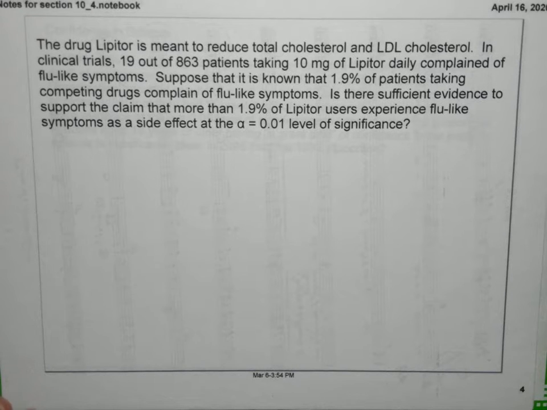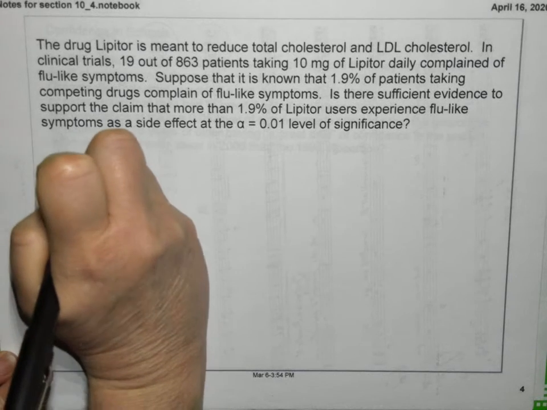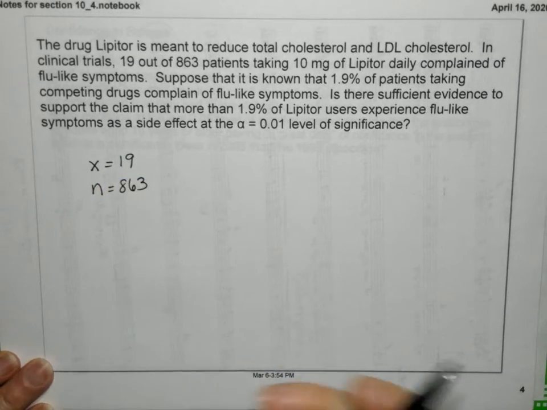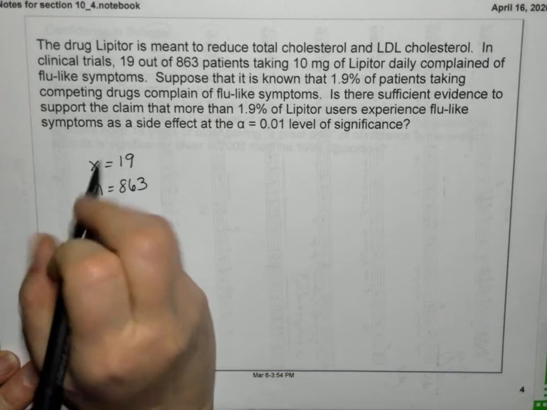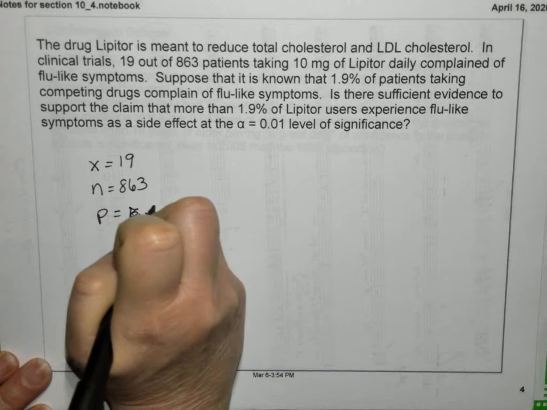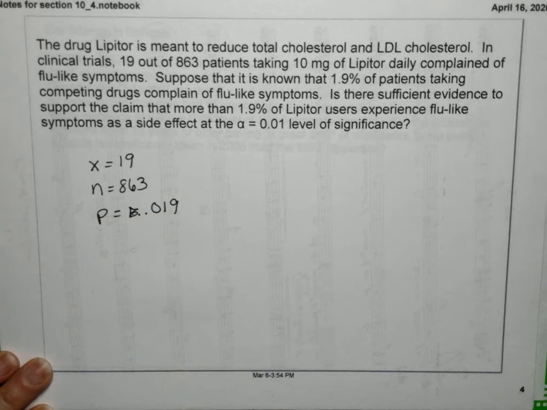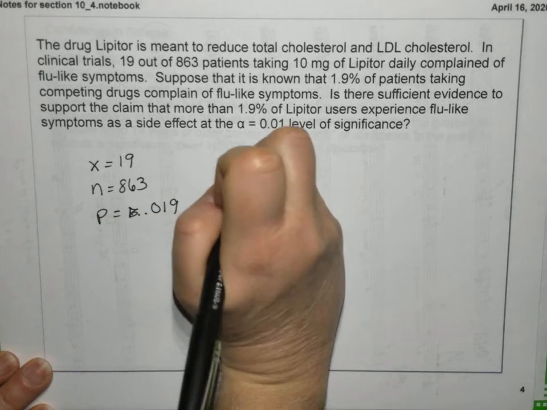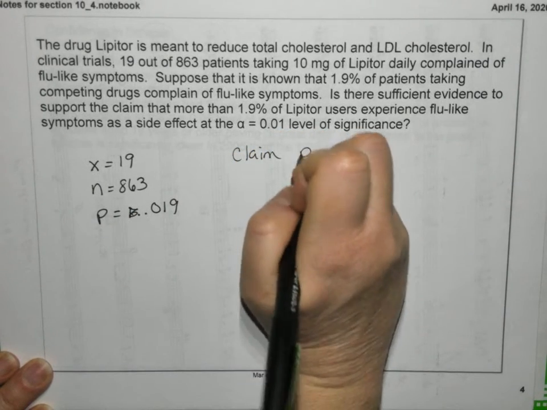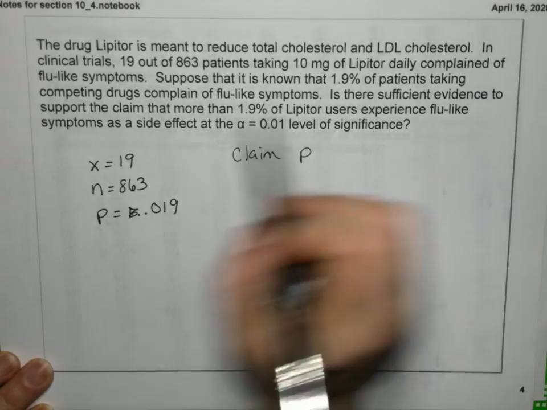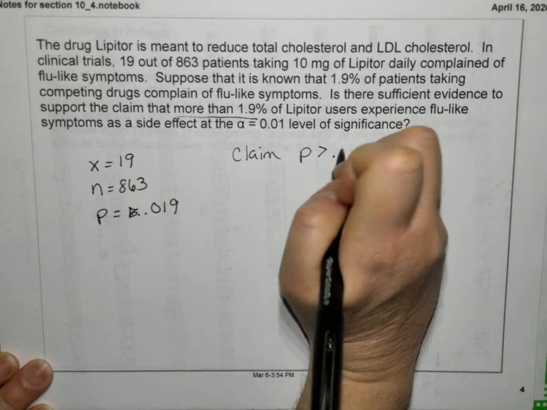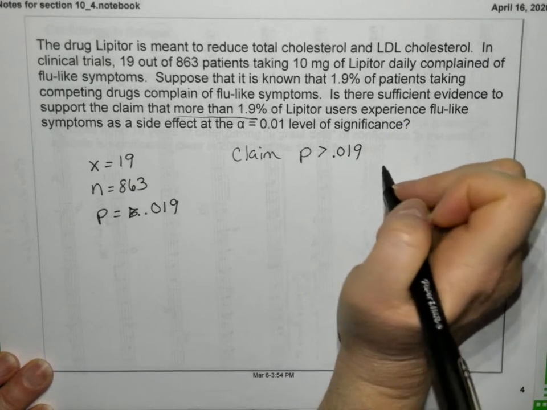All right, so we need to pull out our numbers here. Let's see. We know x is 19. We know n is 863. We know p is 0.019, 1.9%. My claim, just gathering all my information, is that p is more than, so greater than 0.019, again 1.9%.